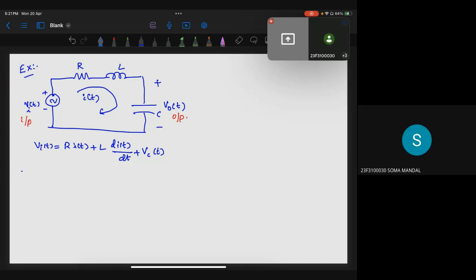Yes, sir. Right. So now from here, as I said, first we write the differential equation of the system. This is the differential equation which governs the system. Correct. So now the next step is to choose the state variables.